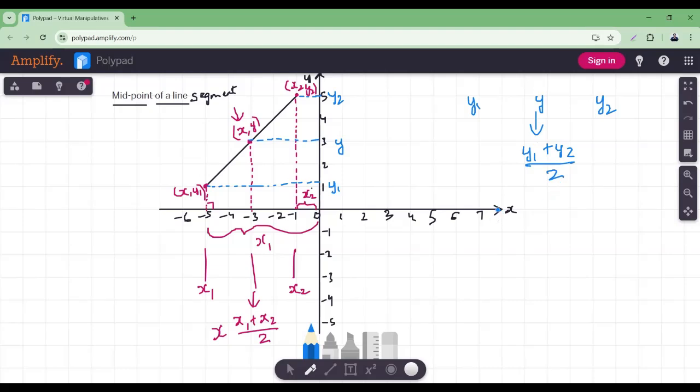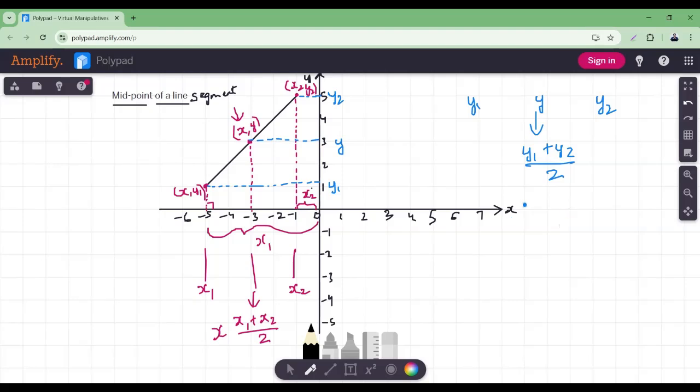Does this apply for negative numbers also? Let's see. For example, -1 and -5. When we add them and divide by 2, we get -3, which is going to be my middle point here. So it applies even for negative numbers, for both negative and positive numbers.